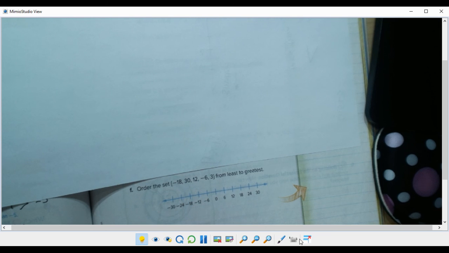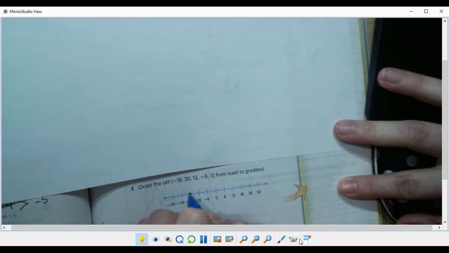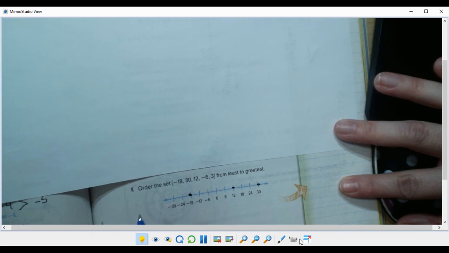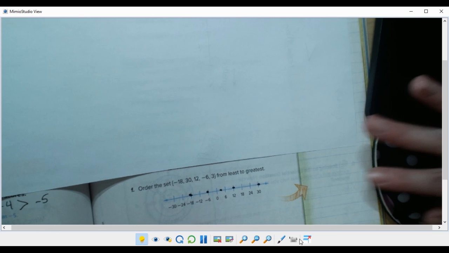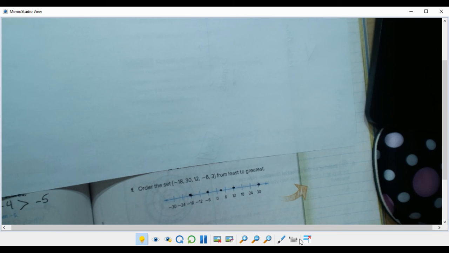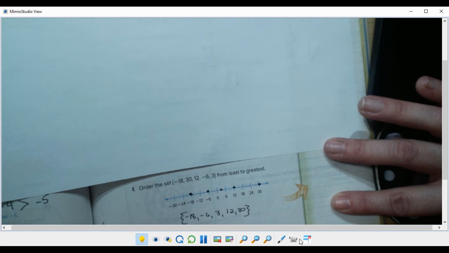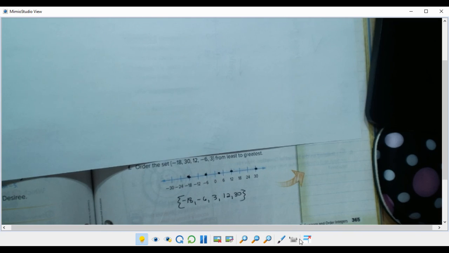All right, one more. Order the set. Oh, we've got 5 numbers this time. From least to greatest. So now we're talking smallest to largest. All right, number line. -18, +30, +12, -6, and +3 is going to go halfway between 0 and 6. So then I can just list them in order. -18, -6, 3, 12, 30. Put some squiggles around it for the brackets.